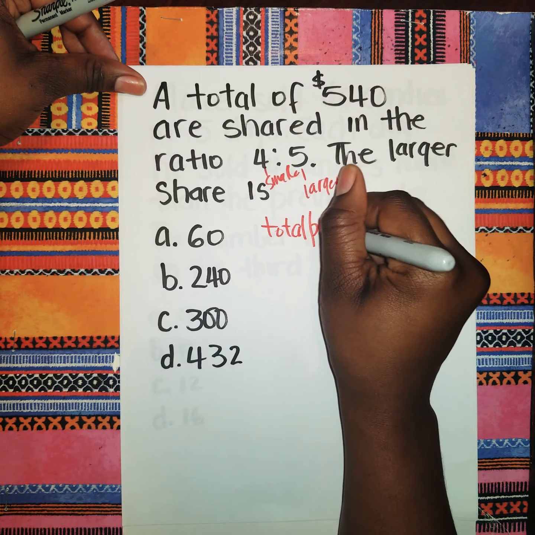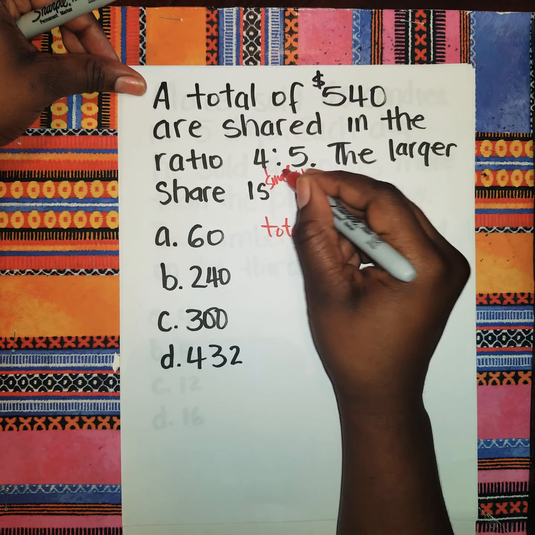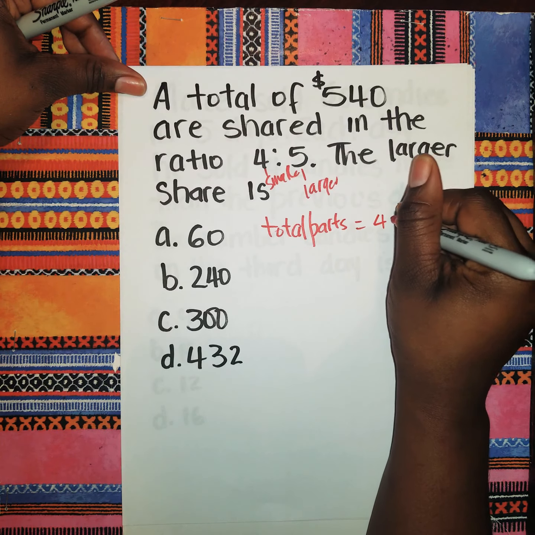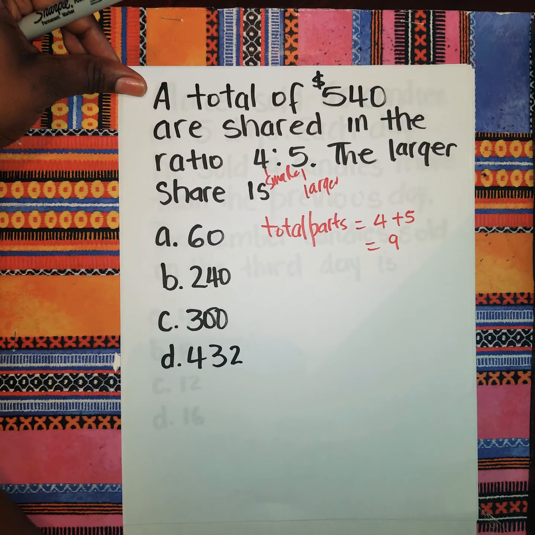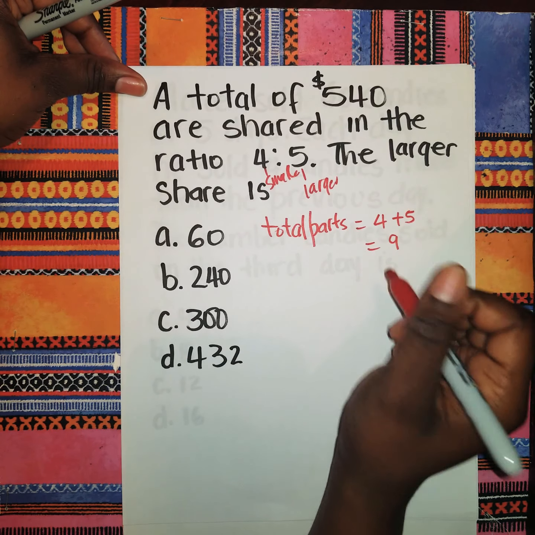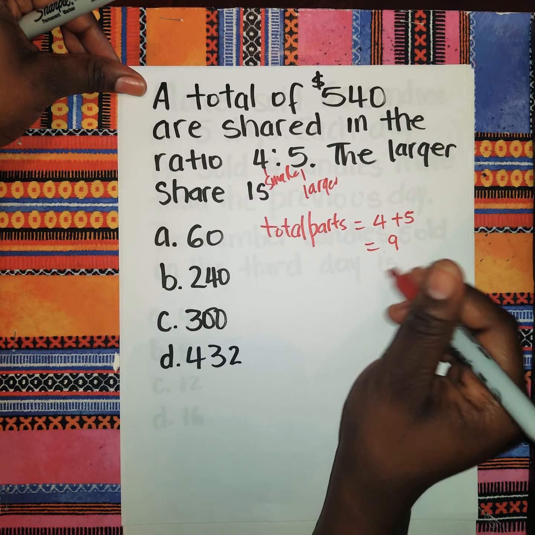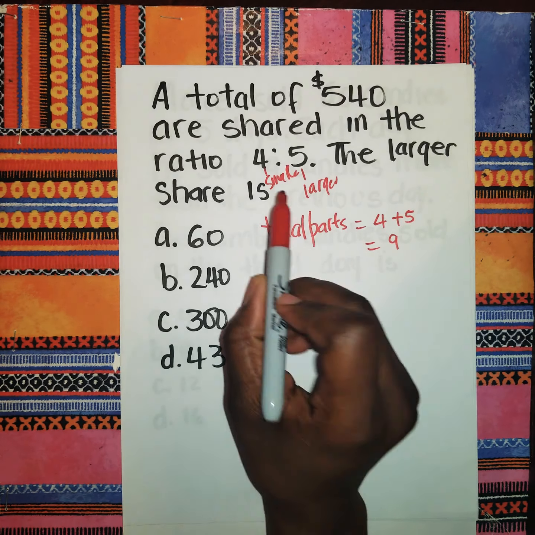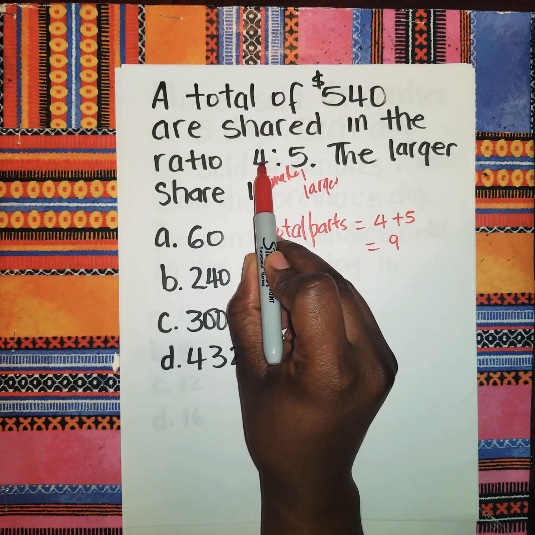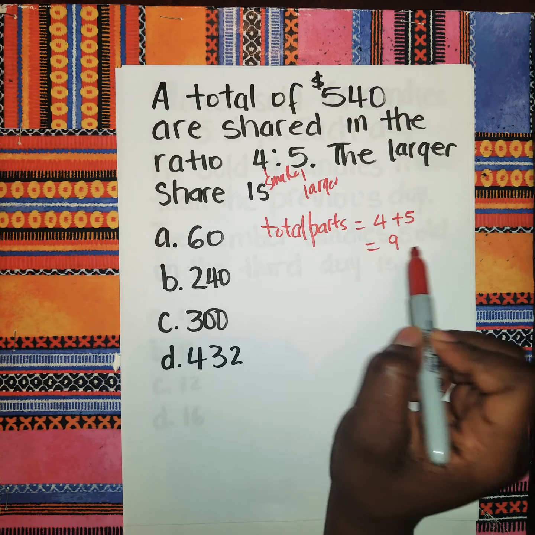So total parts is equal to these two ratios added. All right, so 4 plus 5 will give you 9. That's the total parts. So you have 2 ways of approaching, or 3 ways of approaching this, guys. I want to teach you the simplest one, which is the fractional method. So the fractional method basically allows you to write each of these parts, the first part and the second part, as a fraction of the whole.